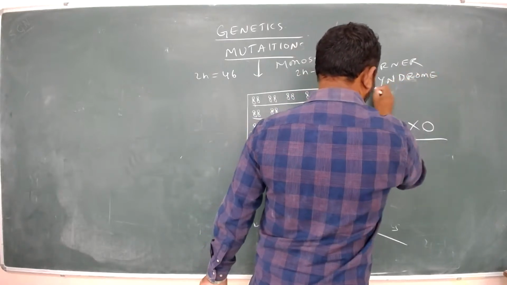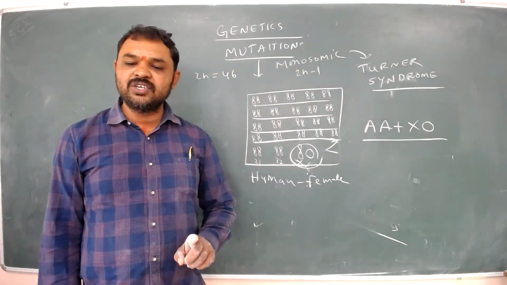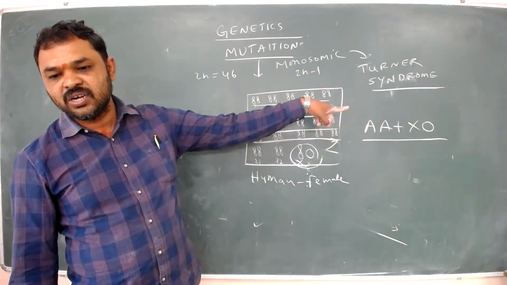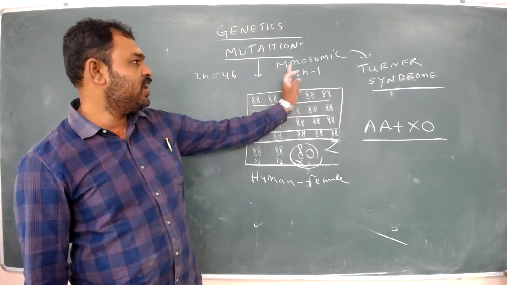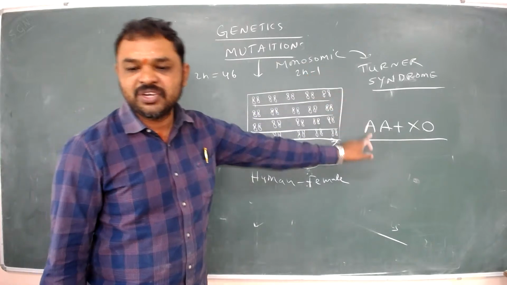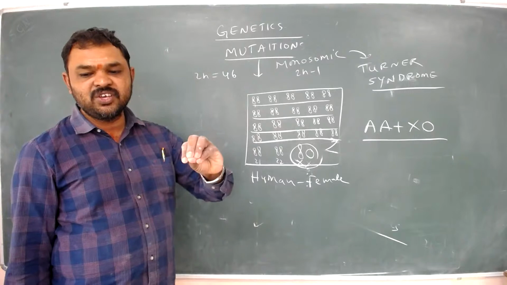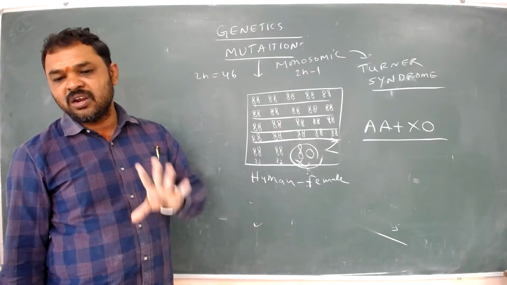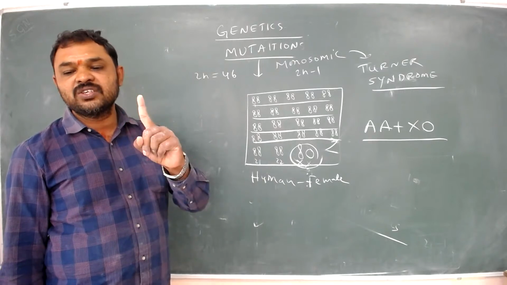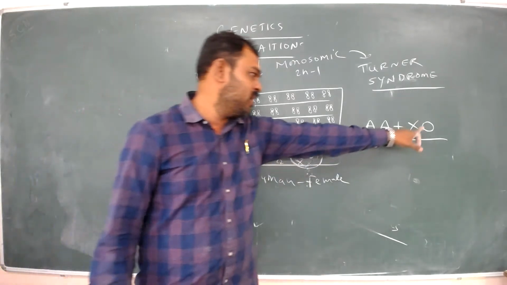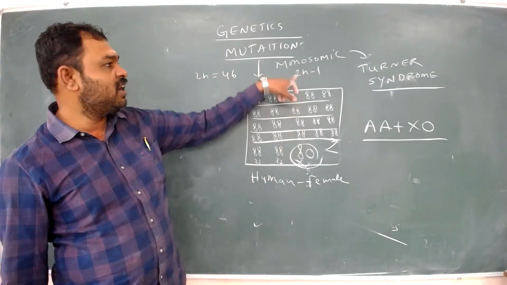Last class we discussed Klinefelter syndrome and Down syndrome, but this class it is Turner syndrome. What is the Turner syndrome formula? 2n minus 1. The karyotype is also written as AA plus X0. It means all autosomes are present, and out of the 2 sex chromosomes XX, one X chromosome is present and one is absent. It is represented as X0, abbreviated simply.